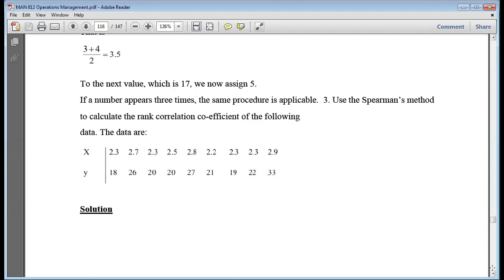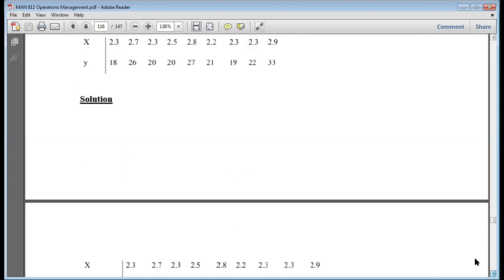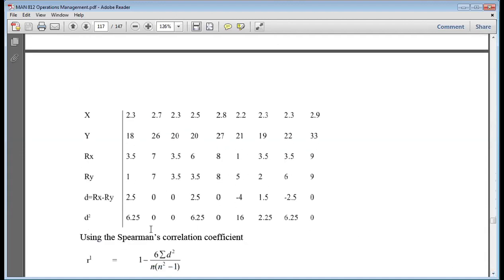This means, after finding the difference, the next thing you do is to square the difference. So let's see what they did now. Let's say this is rank for X. Rank for X, the highest there is what? It is up to how many? 1, 2, 3, 4, 5, 6, 7, 8, 9. The number is 9. And the highest there is 2.9. The 2.9, you now rank it as what? 9. Have you seen?